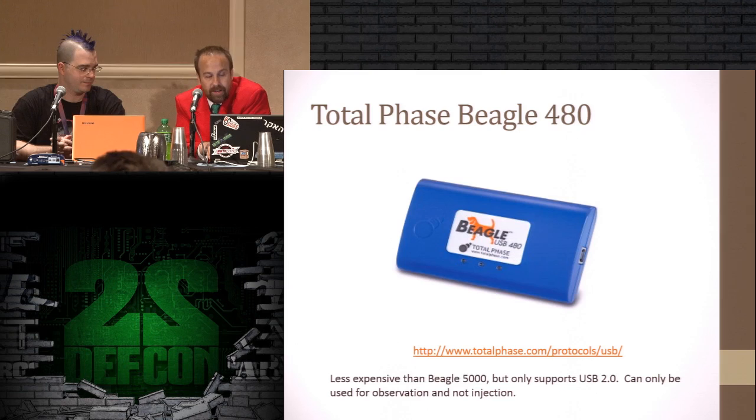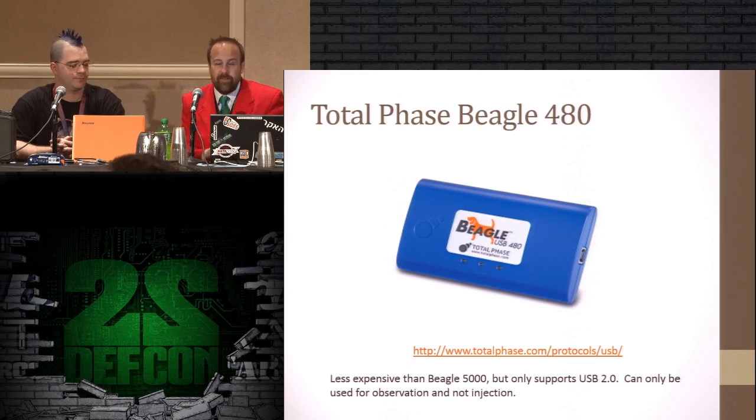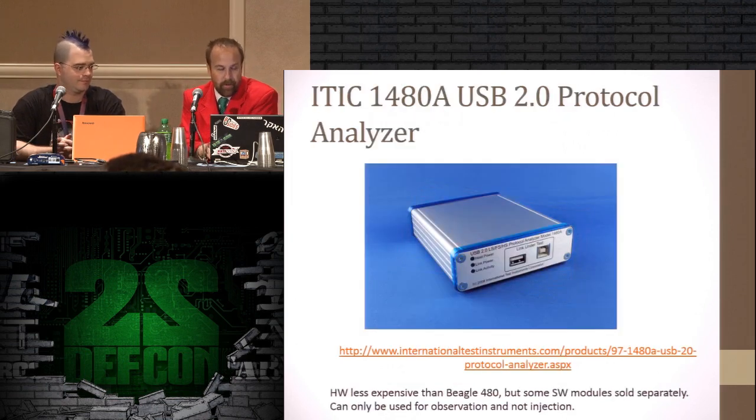There's also the ITIC protocol analyzer. This is even less expensive than the Beagle 480, but they kind of break it up, and some of the software is sold separately. So it depends on what you're doing, but that could be pretty useful also.